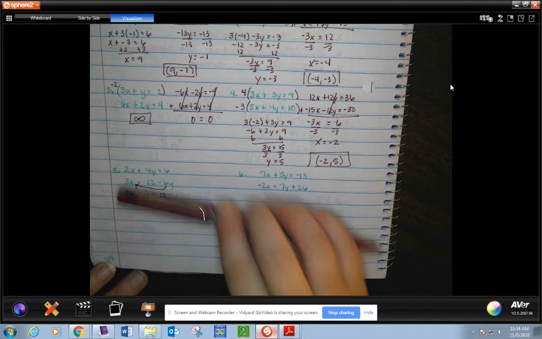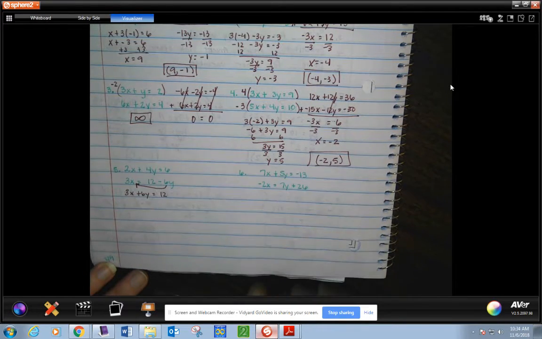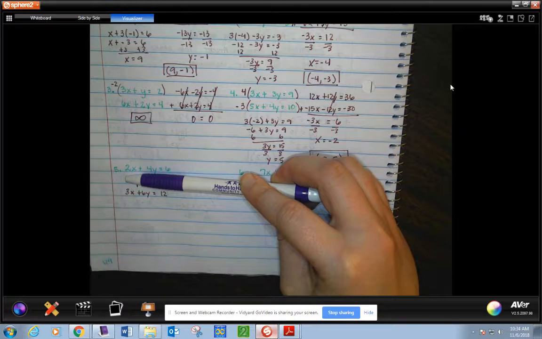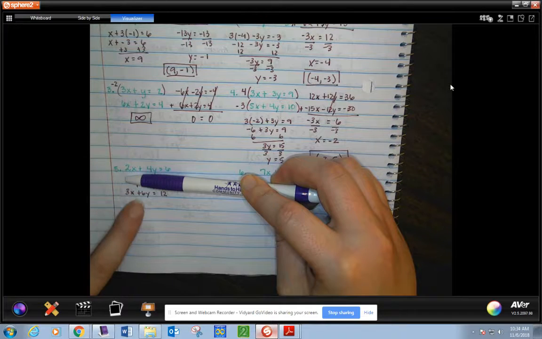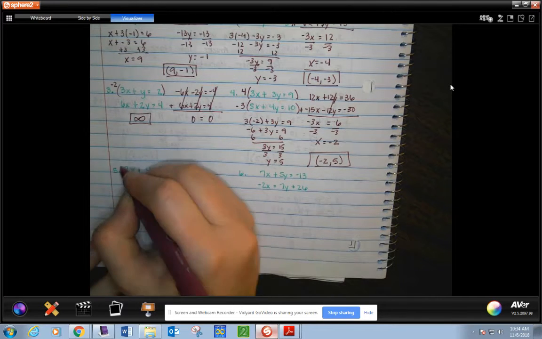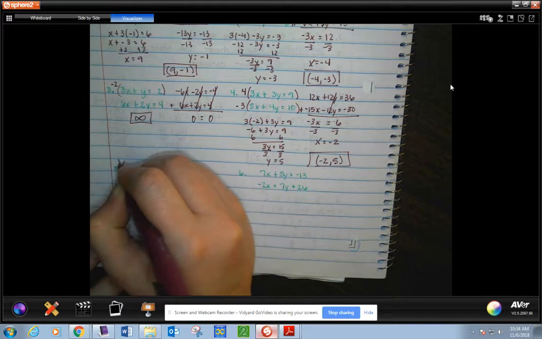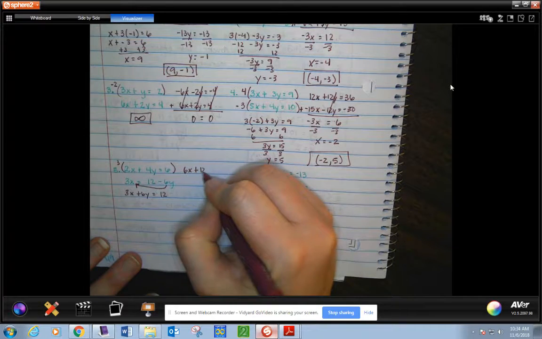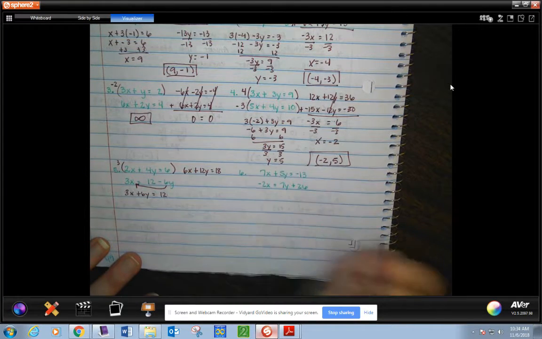Now we're ignoring that middle one. So I have a 2 and a 3. The first multiple they share is 6. I have a 4 and a 6. The first multiple they share is 12. So I'd rather go to 6 than 12. So I'm going to multiply this top one by 3, and that gives me 6x plus 12y equals 18.